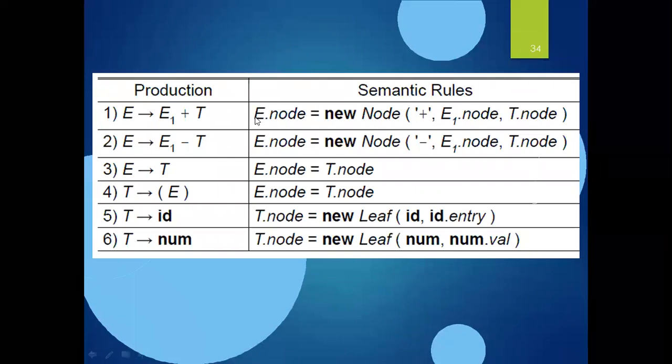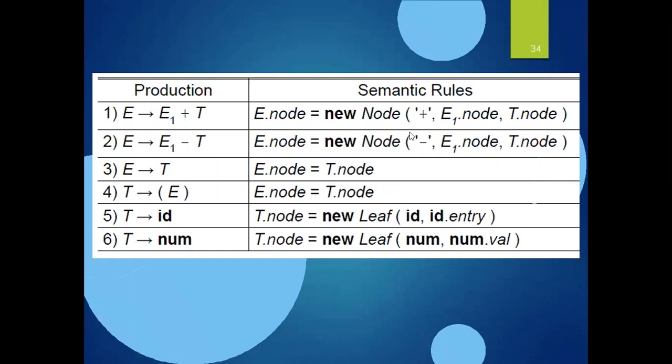For example, it is in P1, it is in P2, right? And P1 is equal to T dot node, and it is another pointer. We are using the sequence numbers with the pointers P1, P2, P3, when we need to use them, not in semantic rules.